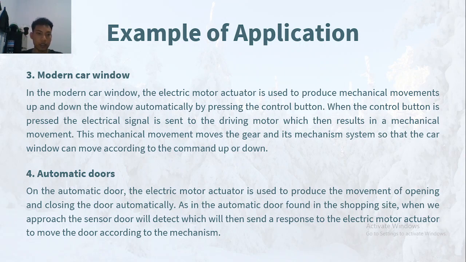Number 4 is automatic doors. The electric motor actuator is used to produce the movement of opening and closing the door automatically. As in the automatic door at a shopping center, when we approach the sensor, the door will detect it, which will then send a response to the electric motor actuator to move the door according to the mechanism.